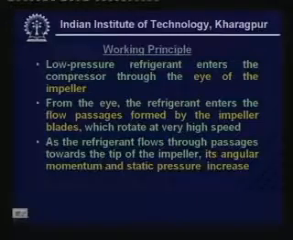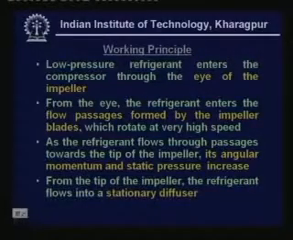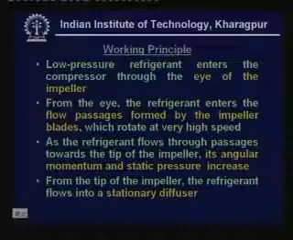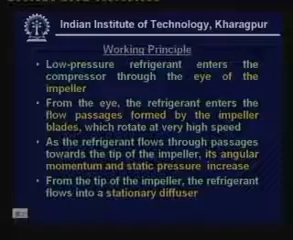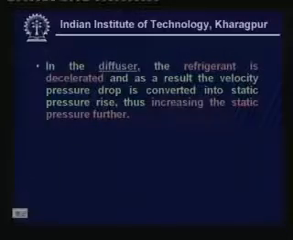As the refrigerant flows through the passages towards the tip of the impeller, its angular momentum and static pressure increase. From the tip of the impeller, the refrigerant flows into a stationary diffuser. In the diffuser, the refrigerant is decelerated, and as a result the velocity pressure drop is converted into static pressure rise, thus increasing the static pressure further.